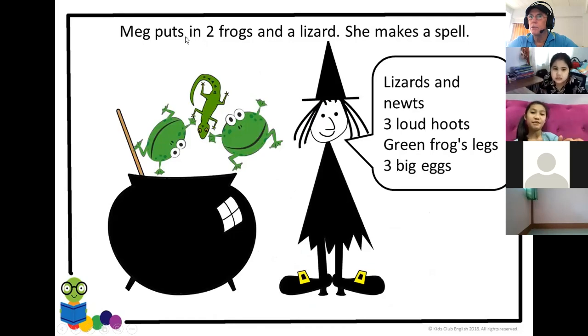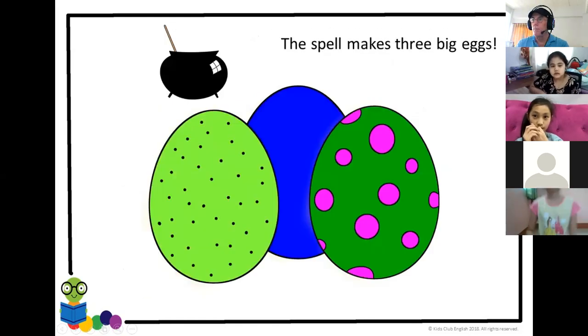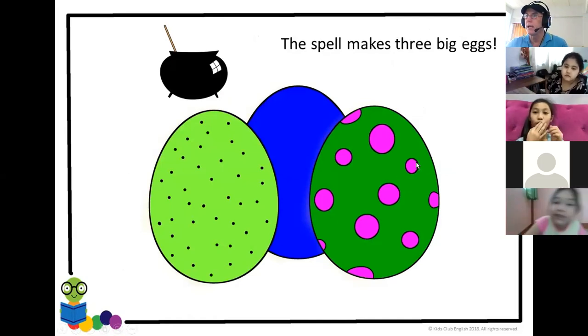Meg puts in two frogs. Bloop, bloop. Oh, look at the frog. And a lizard. She makes a spell. Lizards and newts, three loud hoots, green frog's legs, three big eggs. A hoot is the sound an owl makes. Like that. The spell makes three big eggs. Wow. Well, that's good, isn't it? Big eggs if you're hungry.